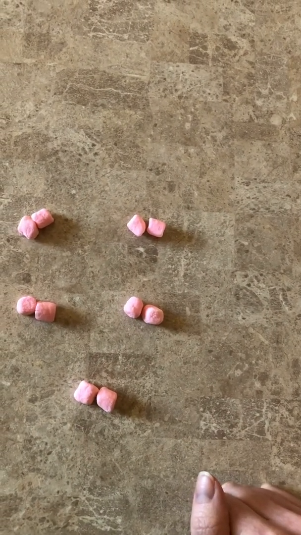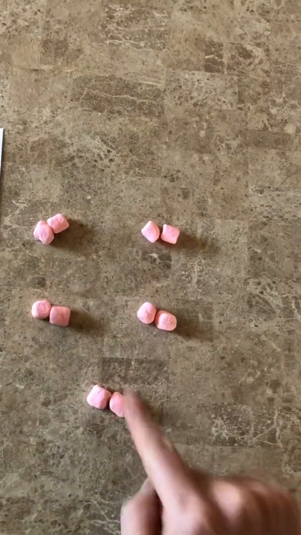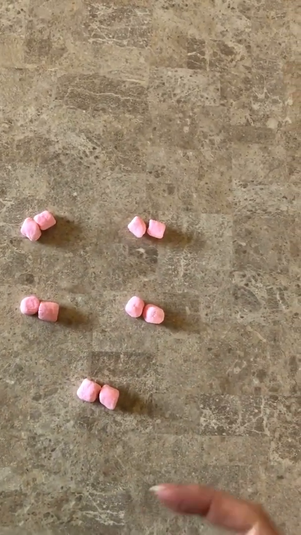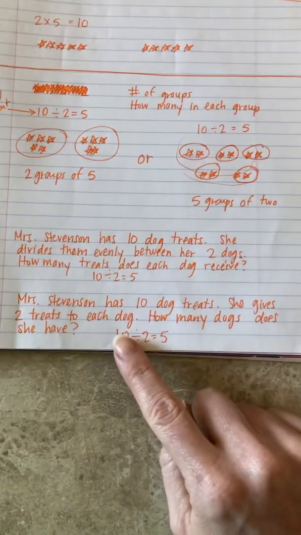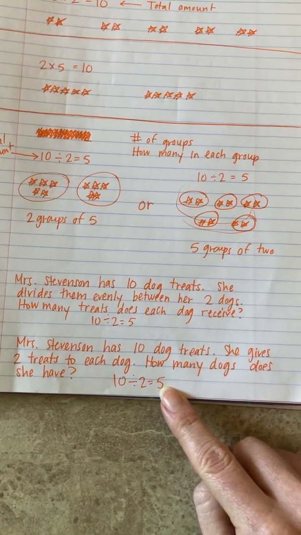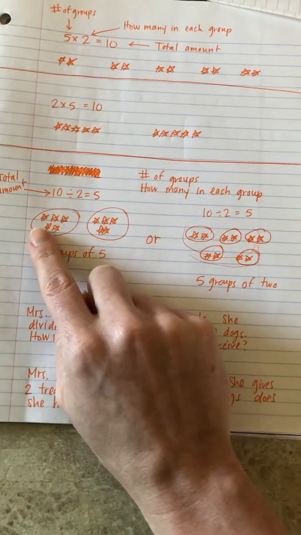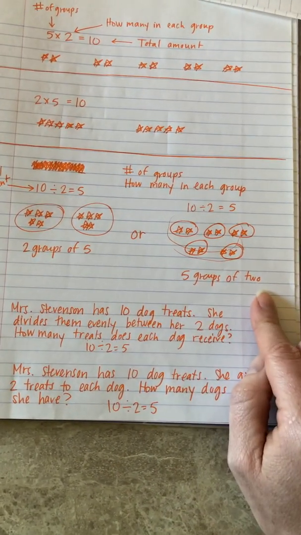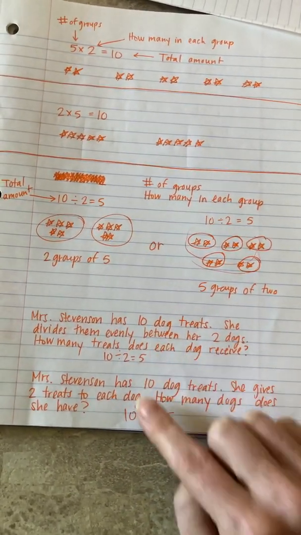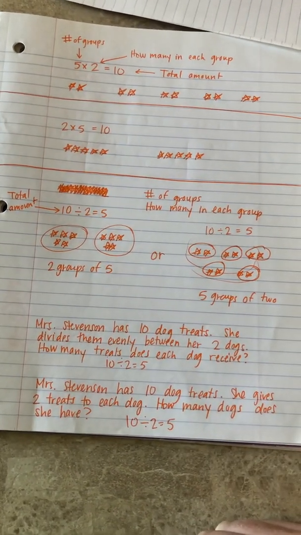So again, it said Mrs. Stevenson has 10 dog treats. She gives 2 treats to each dog. How many dogs does she have? 1, 2, 3, 4, 5. I would have 5 dogs. So it'd be the same sentence, 10 treats divided into groups of 2 equals 5 groups. And this time the picture would look like this. So you can see the difference: 2 groups of 5, 5 groups of 2. But it's the same division sentence. It just depended on the wording of the problem-solving question how I would show my equal groups.